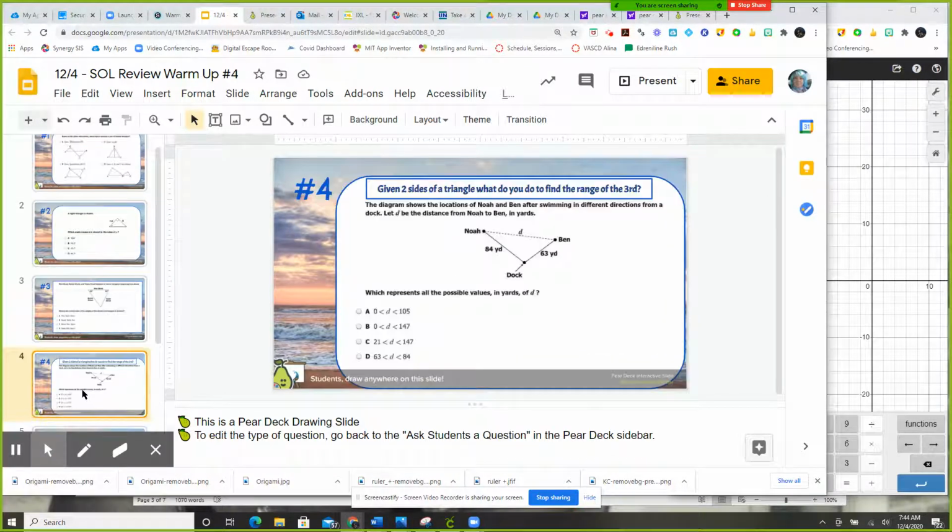How about slide number 4? What do I do with Ben and Noah and the dock? If I give you 2 sides, what do you do to find the range of the third? It's like right there on the tip of your tongue. I can see it through the Zoom. Do you add them?